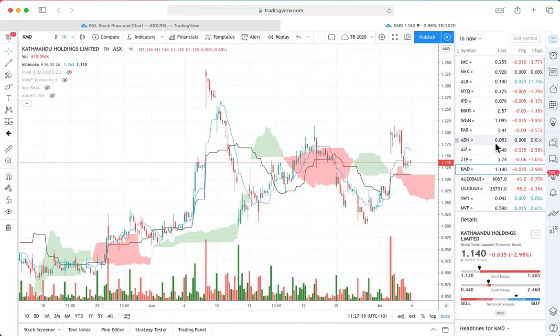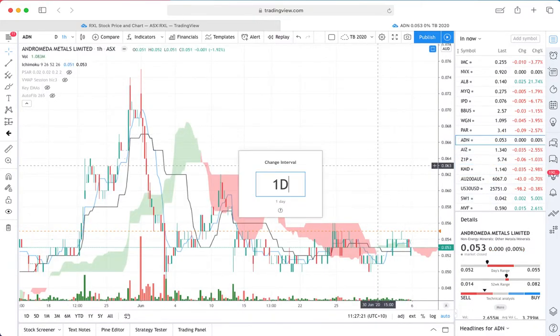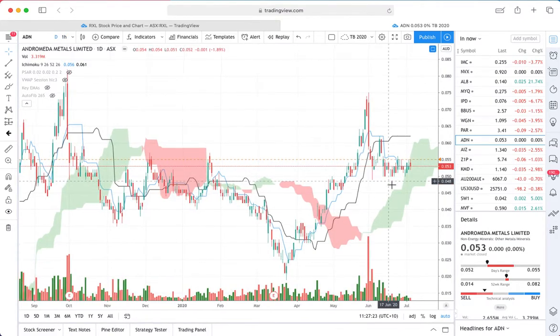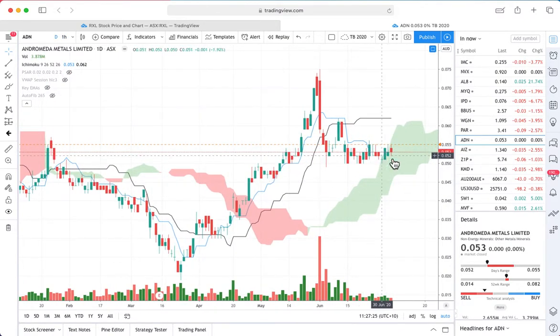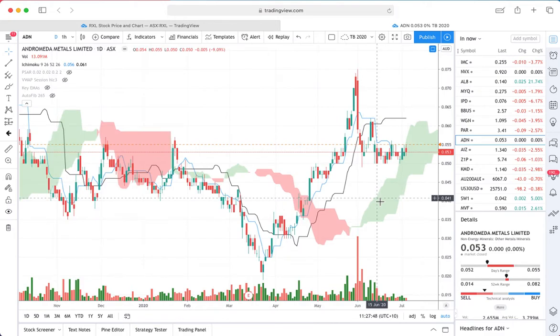Let's go to Andromeda, ADN again, daily. We can see we're right in the support area now, and the downtrend sort of began here, where the two lines crossed over, and we have to sort of get past and move the black line to be below the blue line. Okay. It took a while for me to get the hang of it, and I'm trying my best here to describe it.